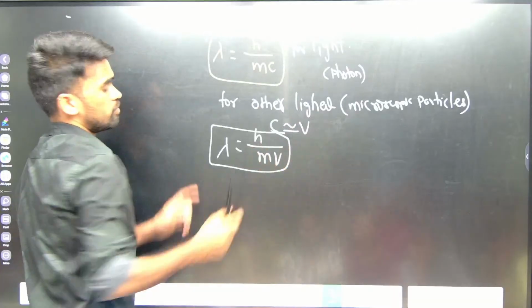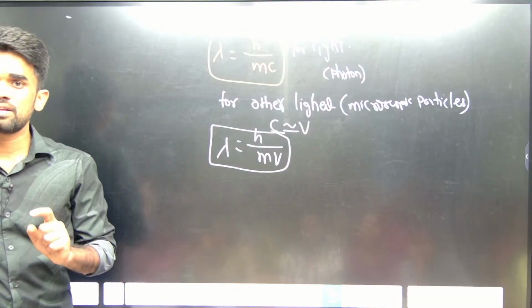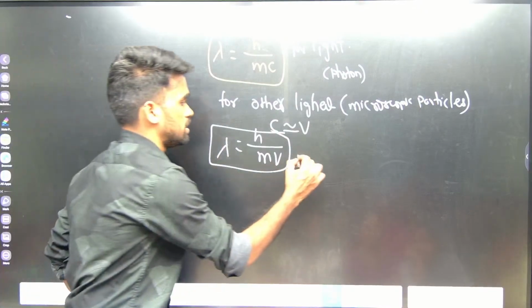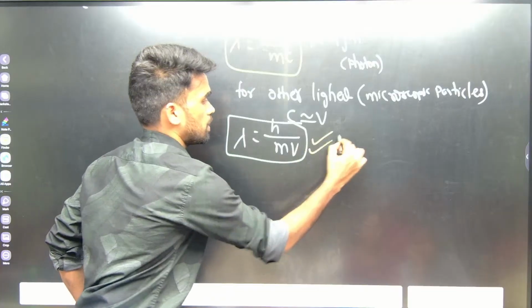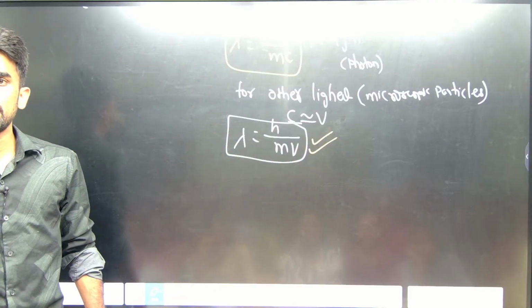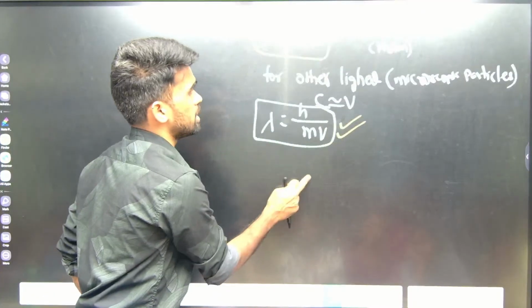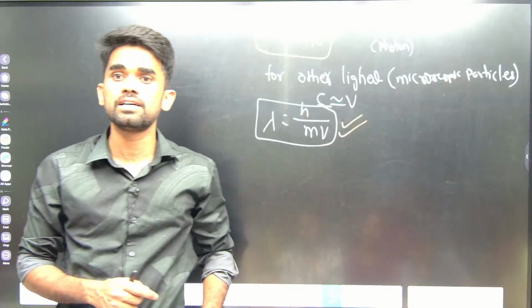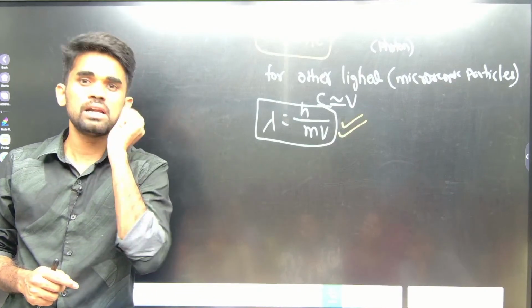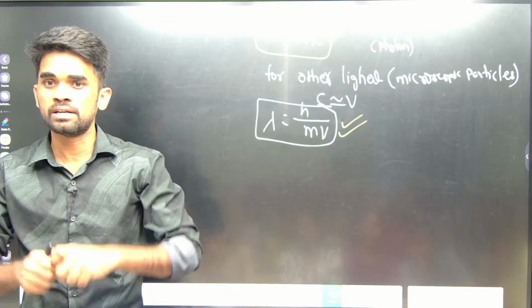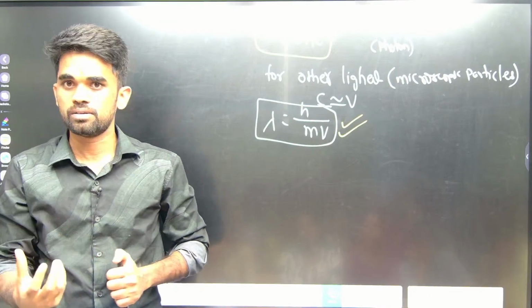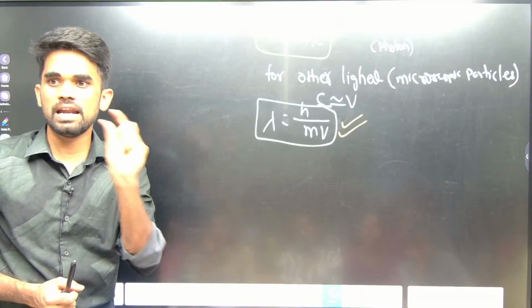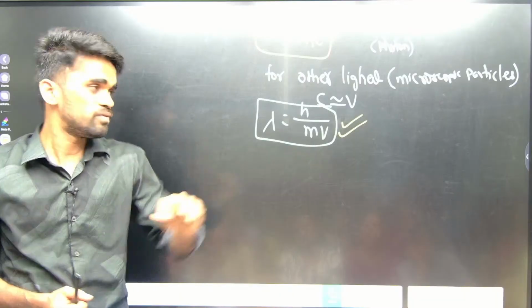So what is de Broglie's wave equation finally? Wavelength is equal to h by mv. You just remember this. Once again, lambda equals h by mv. This de Broglie wave equation is applicable for microscopic particles only, very small particles only. It is not applicable for particles like a cricket ball. But an electron is a microscopic particle, so for that it is applicable.